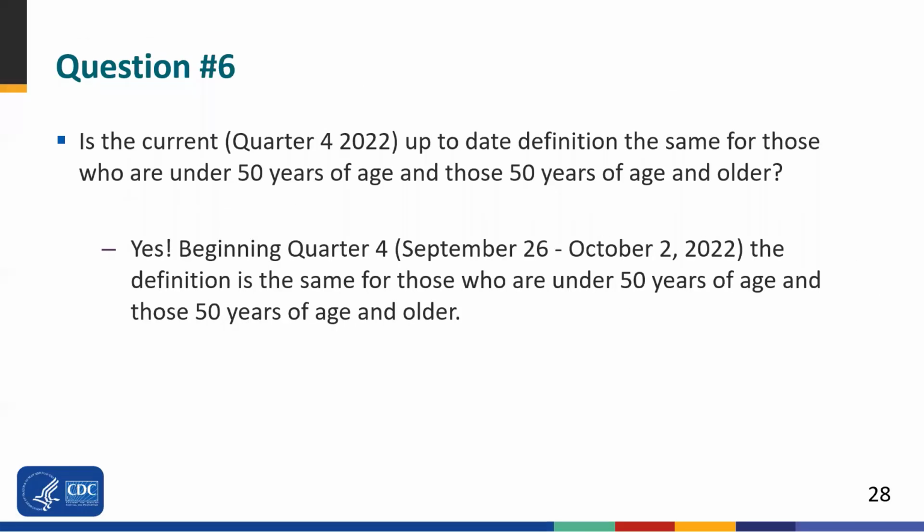The next question is, is the current quarter, which is quarter 4, up-to-date definition the same for those who are under 50 years of age and those who are 50 years of age and older? The answer is yes. Beginning quarter 4 reporting period, which begins the week of September 26, 2022, the definition is the same for those who are under 50 years of age and those 50 years of age and older.